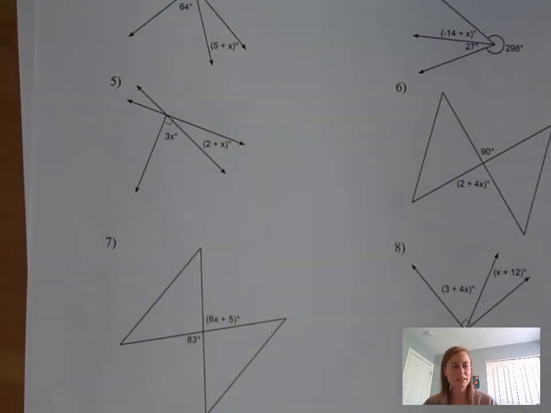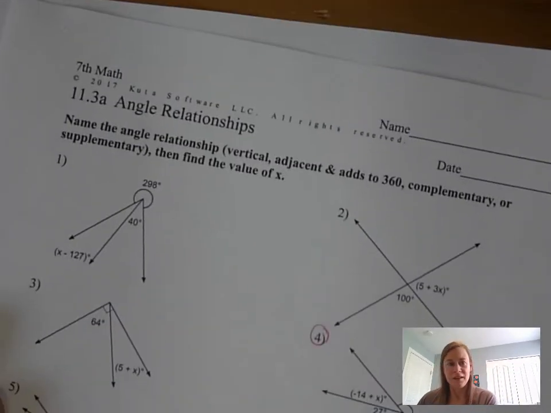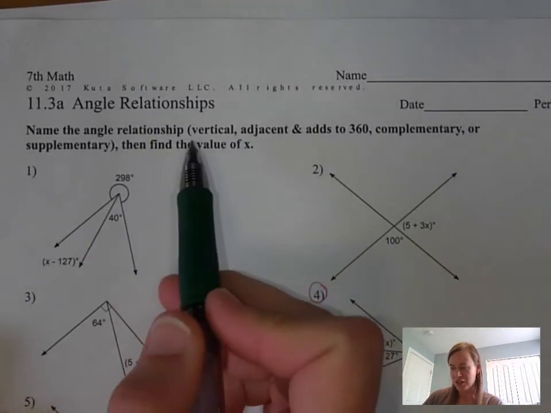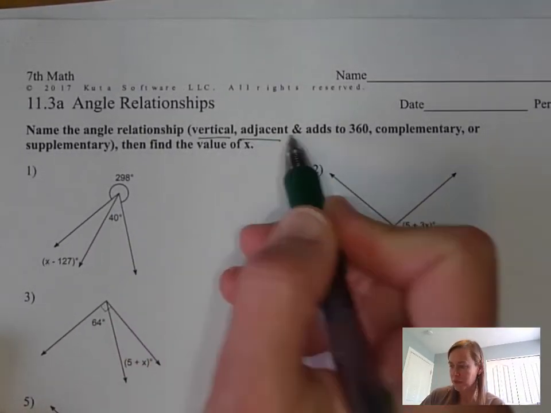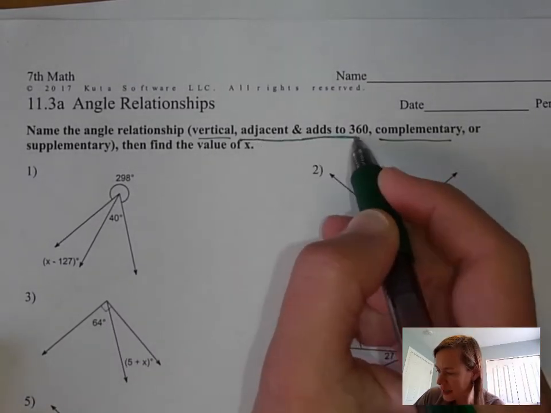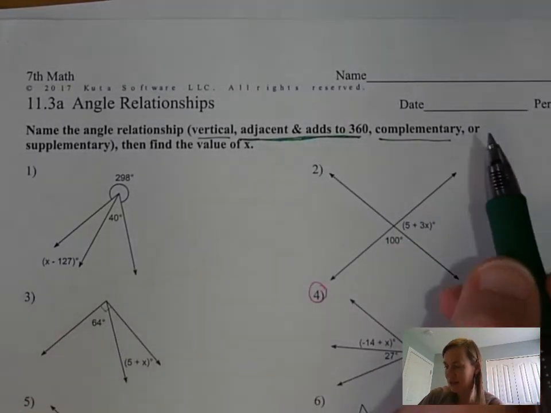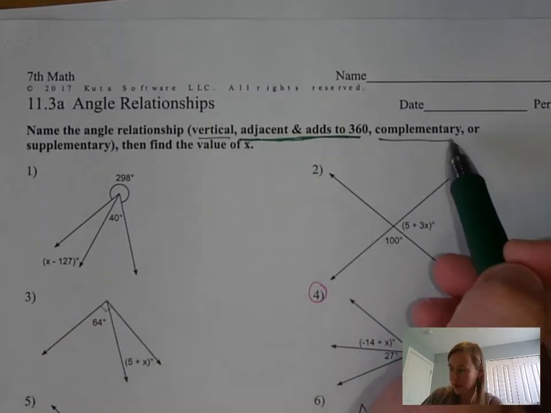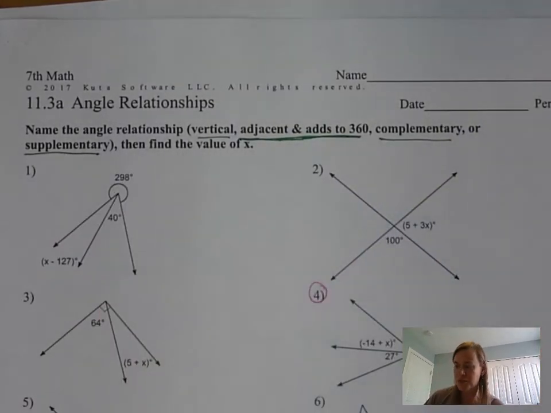Okay, so now a couple examples from the assignment. Here's your assignment. At the top it says, name the angle relationship. So you might use any one of these words. Adjacent and adds to 360, that would be one angle relationship. Complementary or supplementary. So there are 4 different choices.